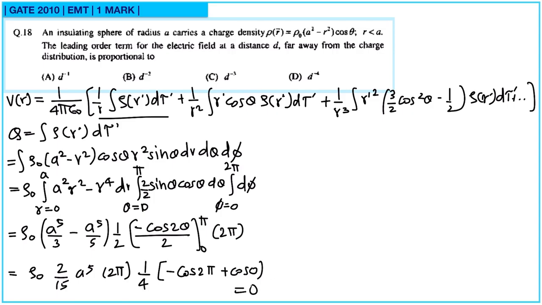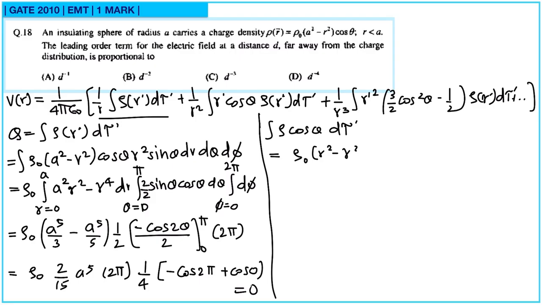So this first term is 0. So we have to calculate the second term as well. Now the second term is integration over rho into cos theta into d tau dash. So this will be equal to rho, which is rho naught into a square minus r square, into cos theta and this cos theta. So this will be cos square theta into d tau, that is r square sin theta dr d theta d phi.